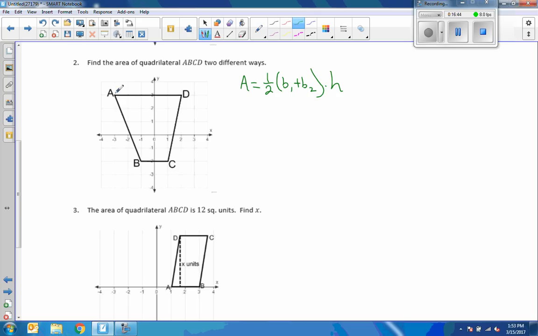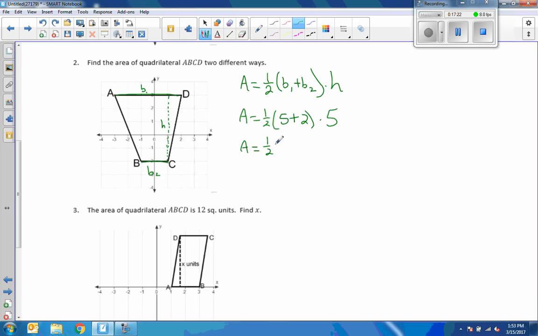Okay, so this has 2 bases. This base here, I will call base 1, lowercase b, I suppose. This is base 1, and this is base 2. The height is the vertical distance, not diagonal. So there's my height. So the area equals 1/2 base 1, which is 1, 2, 3, 4, 5, plus base 2, which is 1, 2, times the height, which is 1, 2, 3, 4, 5. So there's my formula. There it is substituted in. And now I'm going to simplify.